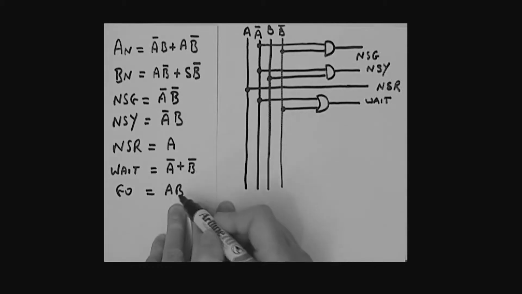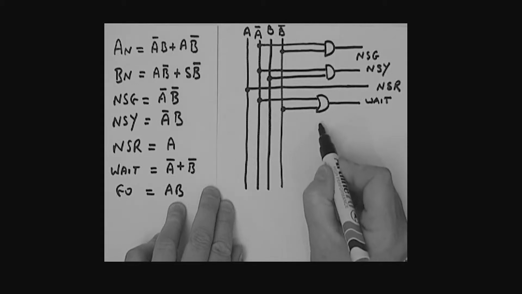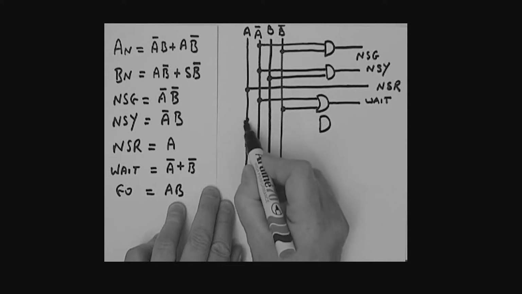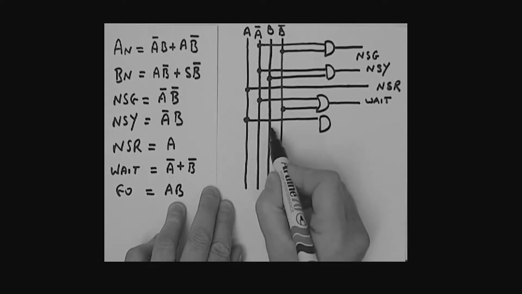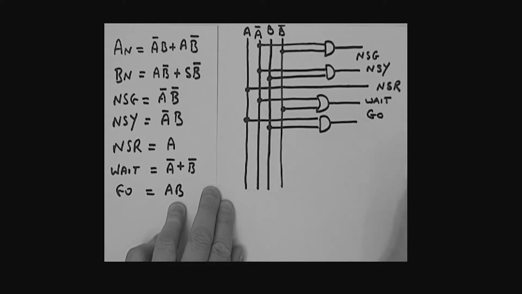Let's do go. What is go? Go is AB. All right, so it's just an AND gate for go. 2-input AND gate, and we just have feeding in A, and feeding in B, and that is the go light. All right.